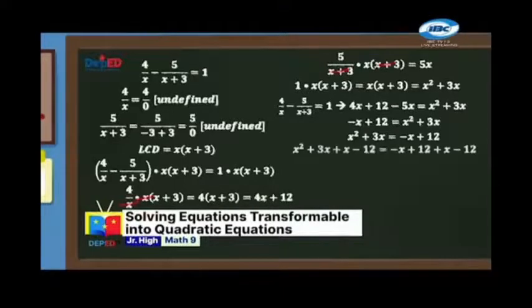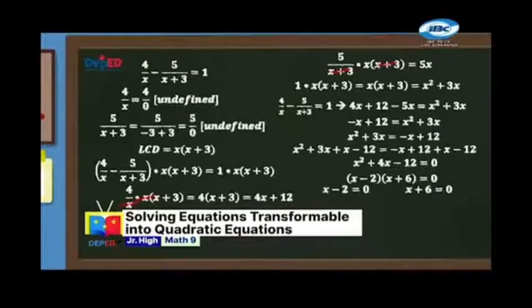By increasing both sides by x and then diminishing both by 12, we must get the standard form of the derived quadratic equation, which is x squared plus 4x minus 12 equals 0. This equation can also be solved by factoring. Let's rewrite the equation as x minus 2 times the binomial x plus 6 equals 0. Equating each factor to 0, we must arrive at the following values of x: 2 and negative 6.